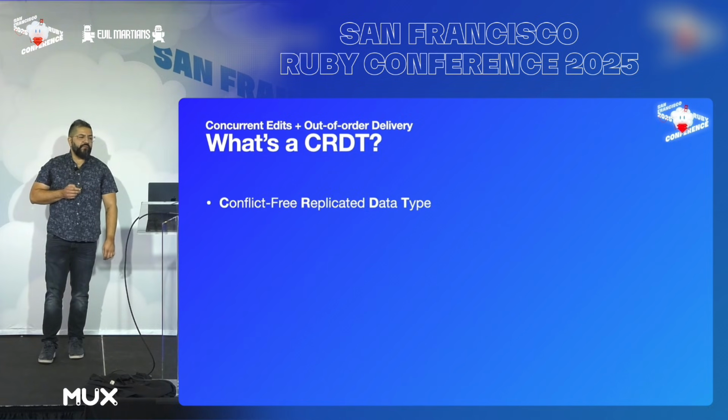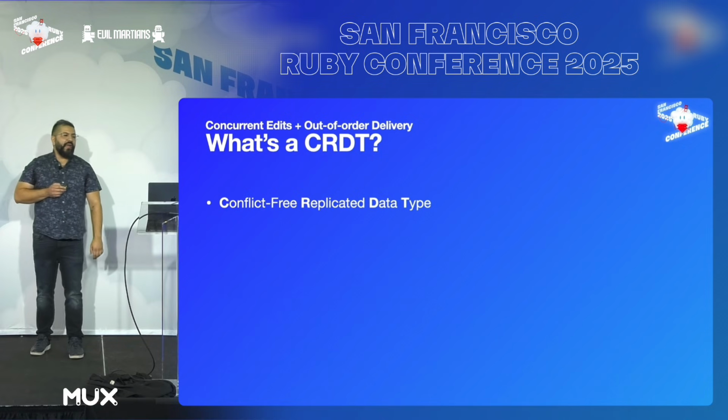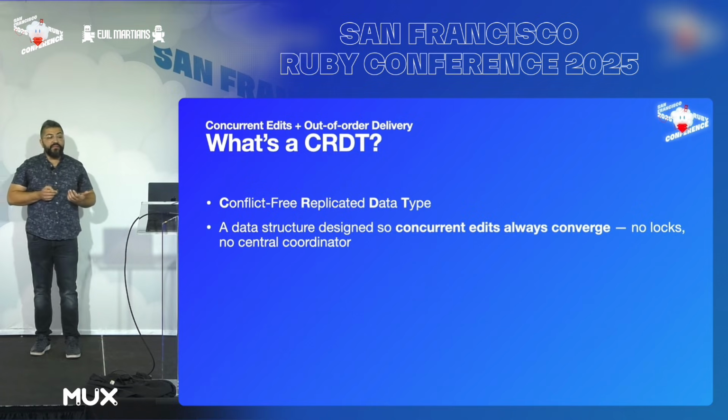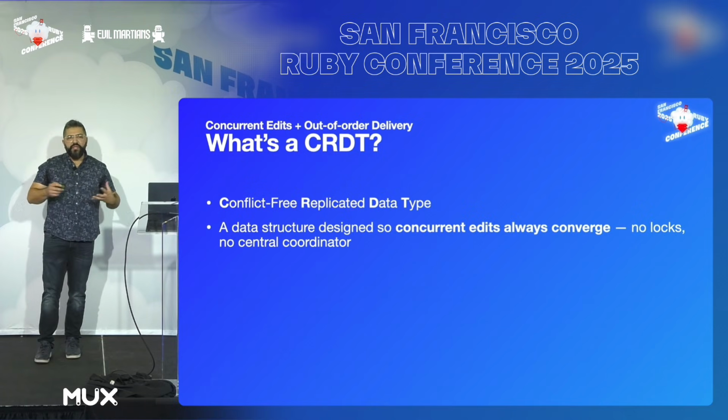Hopefully I can say this correctly. It really rolls off the tongue. It's a conflict-free replicated data type. It's this special structure that's designed so that you can concurrently make edits, and they always eventually converge into your final document state, as long as you have the full history.